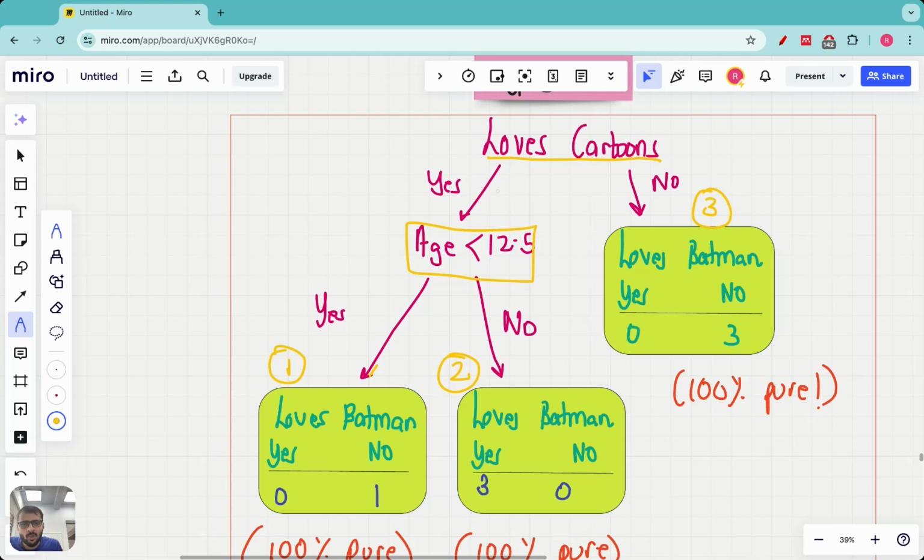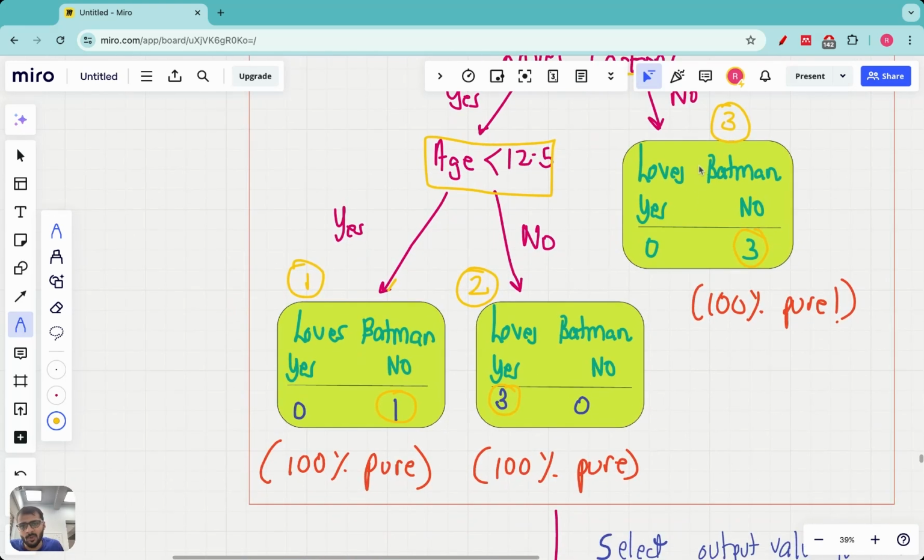Now I want you to look at all these three leaves and look at their purity. So let's look at the first leaf. It has all the no categories, no yes category. So it's completely pure. It's not a mixture of classes. Let's look at the second leaf. It has all the yes categories and it has no in the no category. So it's fully pure. It does not have a mixture of classes. Similarly, in the third leaf, if you see all the answers are no and there is zero people who have answered yes. So here again it's not a mixture of classes and this is fully pure.